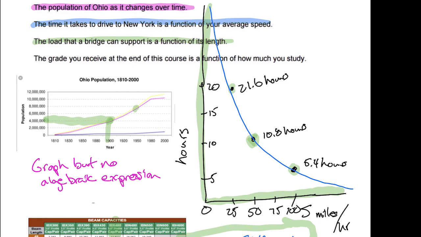Another type of function might be over here on the right, the time it takes to drive to New York as a function of your average speed. You can graph it. The horizontal axis over here is going to be the speed. You tell me how fast you're going. The vertical axis is how long it's going to take you to drive. If you are going 100 miles an hour, it's going to take you 5.4 hours because it's 540 miles from Marion to New York. If you go half as fast, 50 miles per hour, it's going to take you twice as long, 10.8.